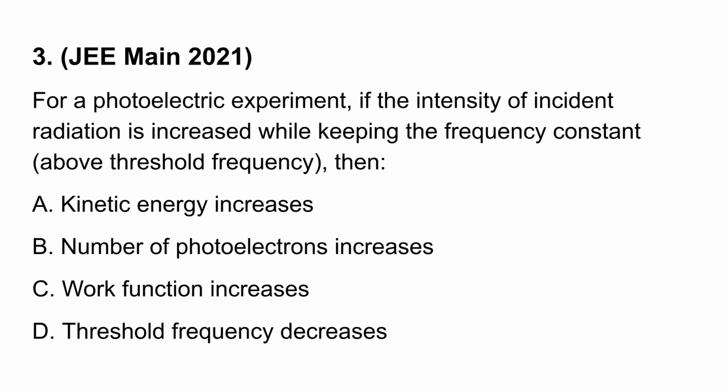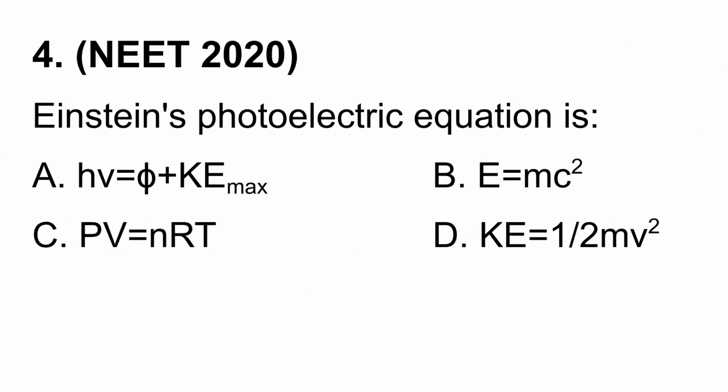Question 3 from JEE Main 2021. For a photoelectric experiment, if the intensity of incident radiation is increased while keeping the frequency constant above threshold frequency, then A. Kinetic energy increases, B. Number of photoelectrons increases, C. Work function increases, or D. Threshold frequency decreases. Question 4 from NEET 2020. Einstein's photoelectric equation is A. hν = φ + KE_max, B. E = mc², C. PV = nRT, or D. KE = 1/2 mv².